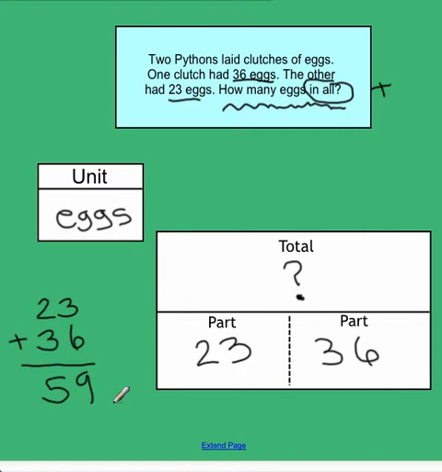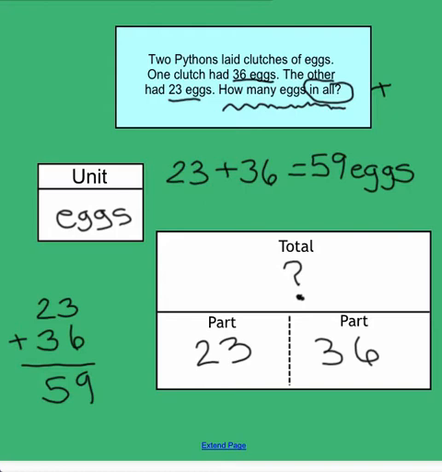I'm going to go ahead and write a number model to show my thinking. 23 plus 36 equals the total of 59, and my unit, that's very important, eggs.